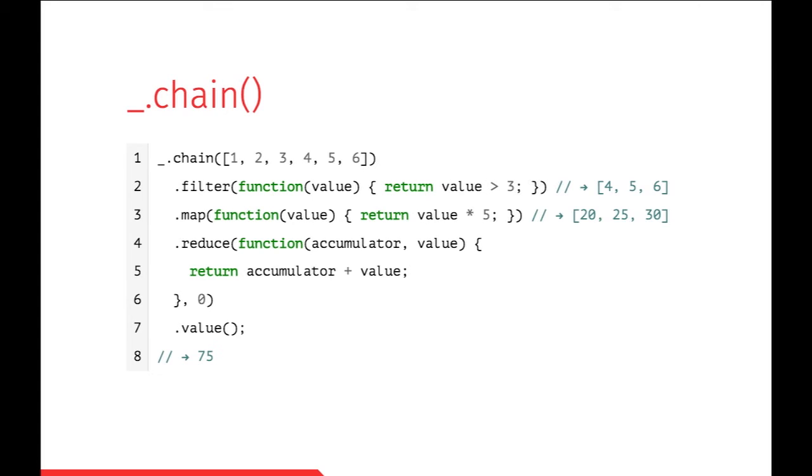And then we reduce it to a single value. We add it together, and we get 75. And as you can see, we can add here var result. And we just need one variable. We assign all of this to one variable, and it's clean and nice.